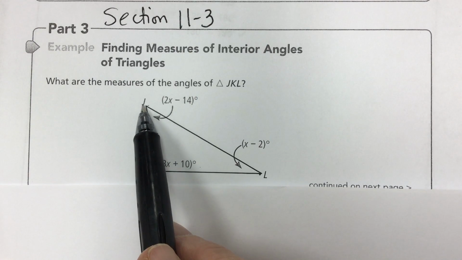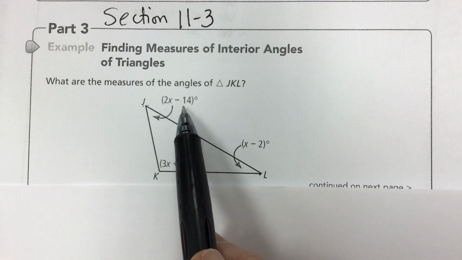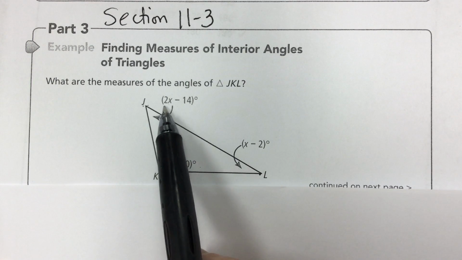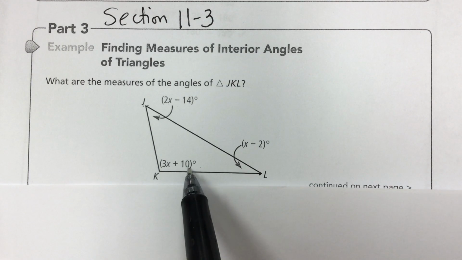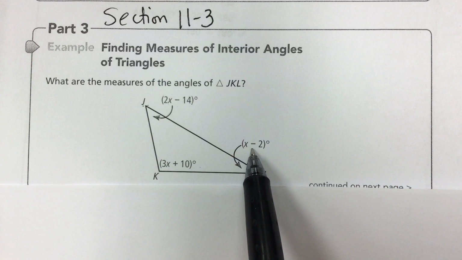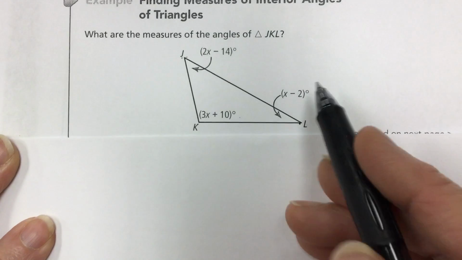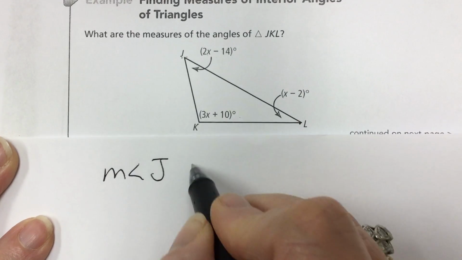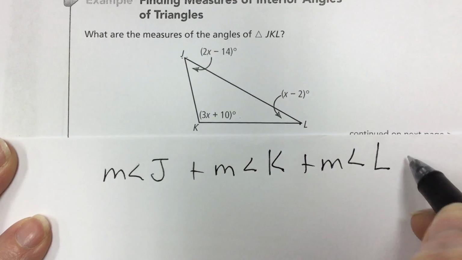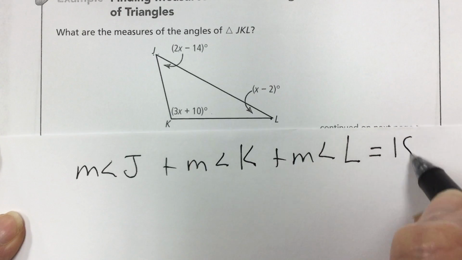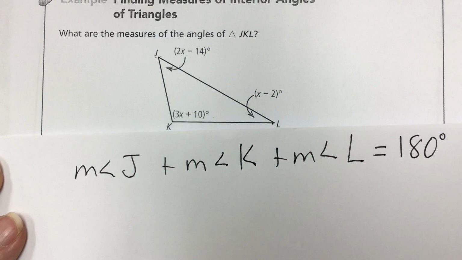Well, you see that angle J's measure is 2x minus 14. It's not given just as a whole number, it's given as an algebraic expression. Angle K is 3x plus 10, and angle L is x minus 2. Since we have a triangle, I already know that the measure of angle J plus the measure of angle K plus the measure of angle L is equal to 180 degrees. Now that's what I already know before I ever even start working this problem.